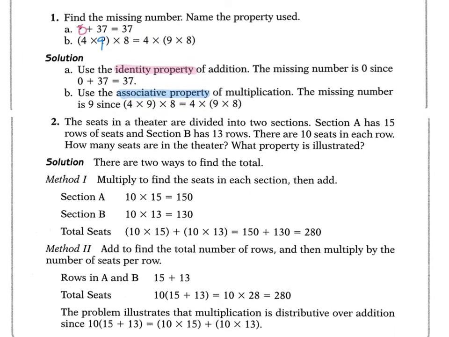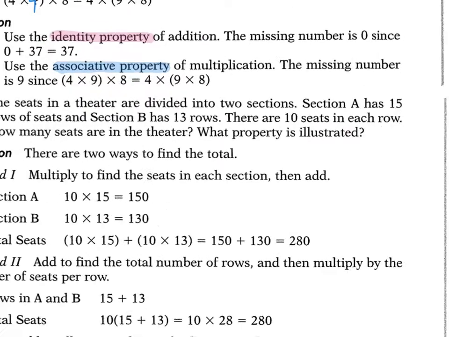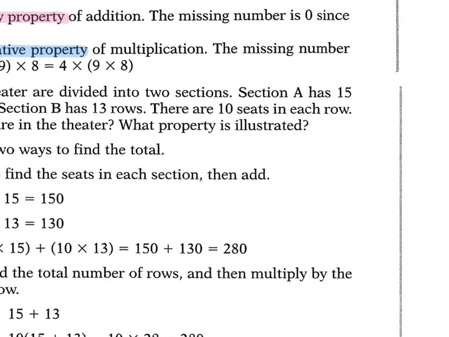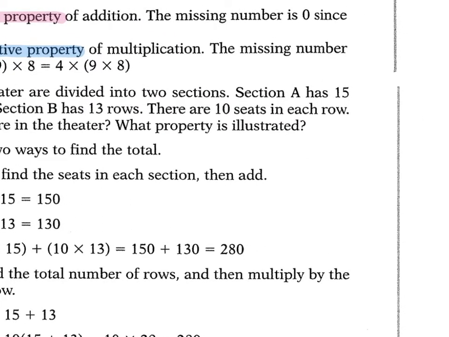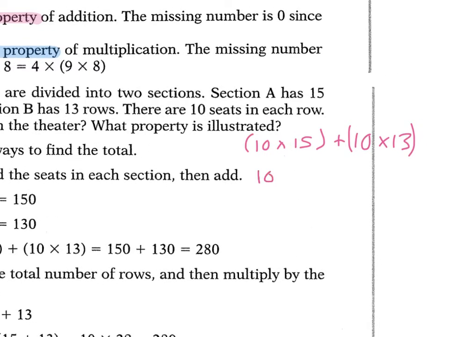For number 2, the seats in the theater are divided into 2 sections. Section A has 15 rows of seats and section B has 13 rows. There are 10 seats in each row. How many seats are in the theater? What property is illustrated? So here we could write this 2 different ways. We can say that 10 times 15 plus 10 times 13 is equal to our number of seats, or we could say that 10 times 15 plus 13 is equal to our number of seats.